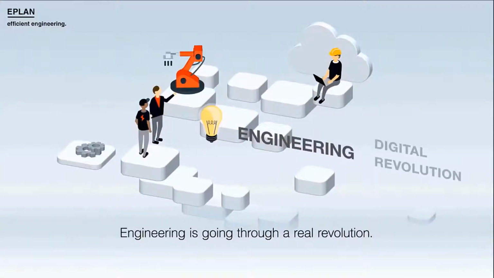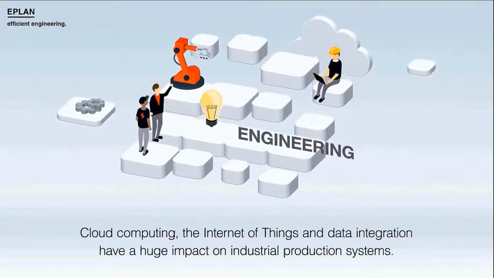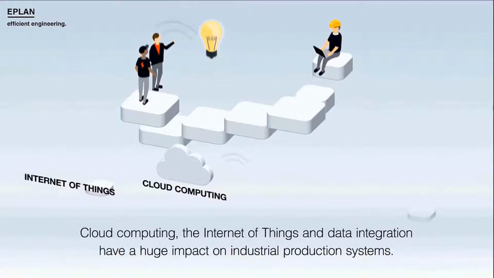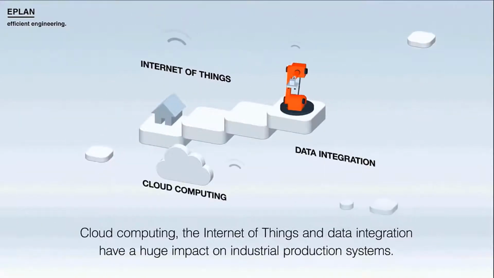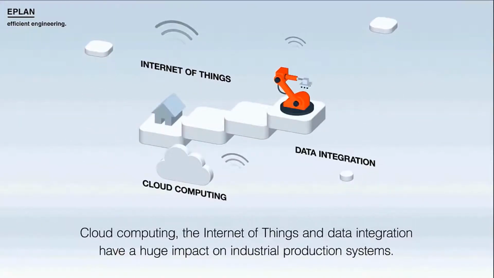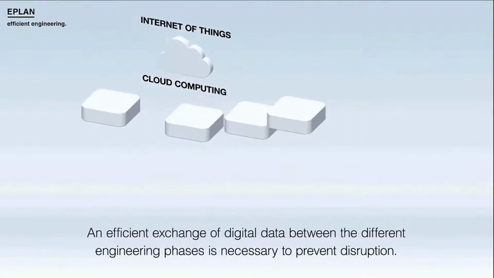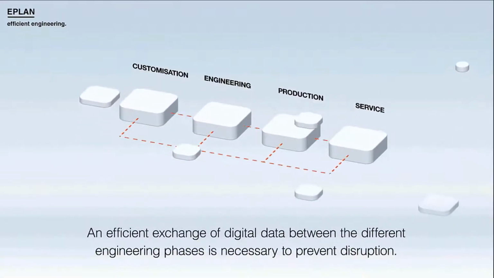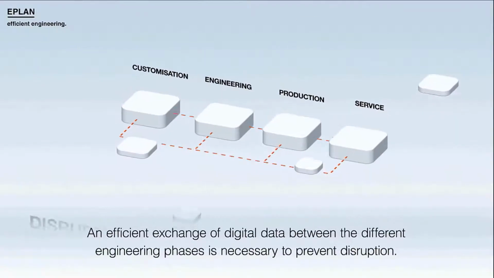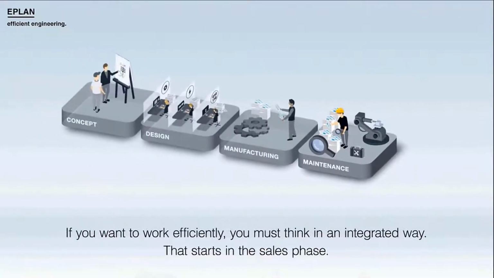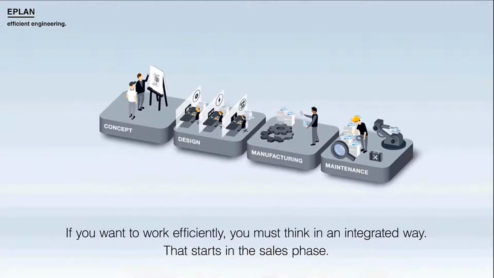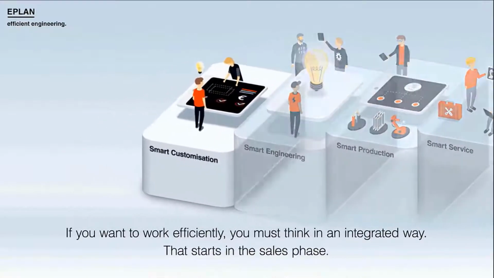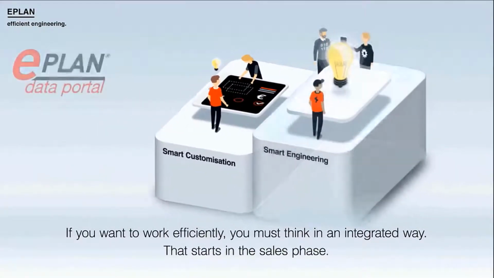Engineering is going through a real revolution. Cloud computing, the Internet of Things, and data integration have a huge impact on industrial production systems. An efficient exchange of digital data between the different engineering phases is necessary to prevent disruption. If you want to work efficiently, you must think in an integrated way. That starts in the concept phase.